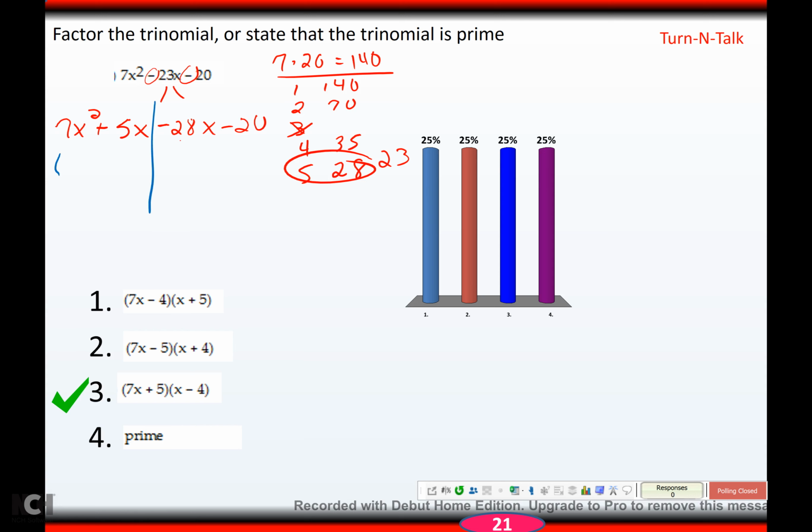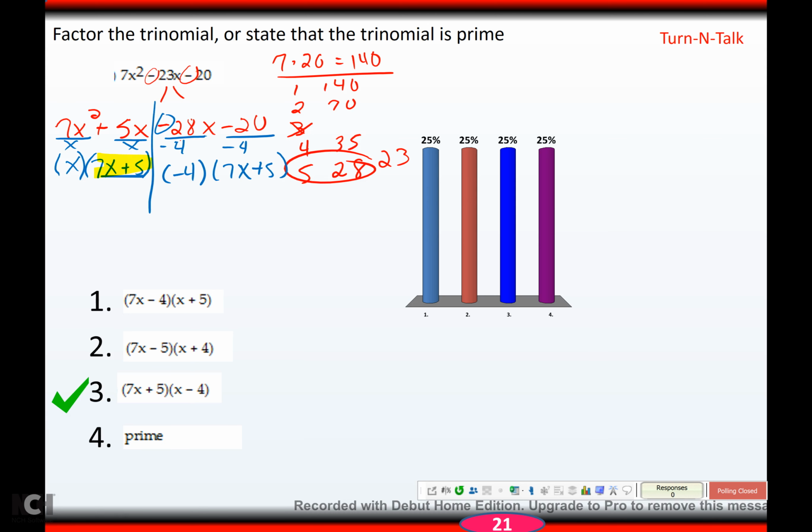GCF: the only thing they have in common is an x. Divide by x, I get 7x plus 5. They have a 4 in common, and I'm going to use a negative. So my GCF is negative 4, which leaves 7x plus 5.